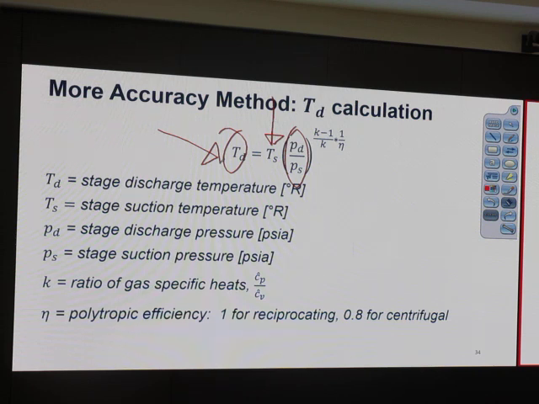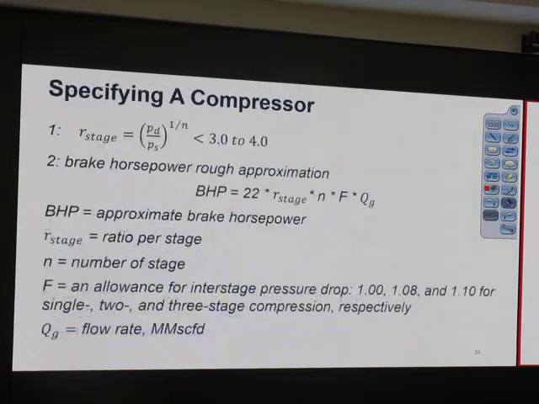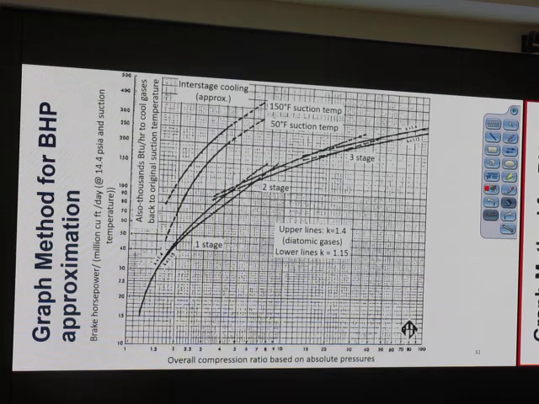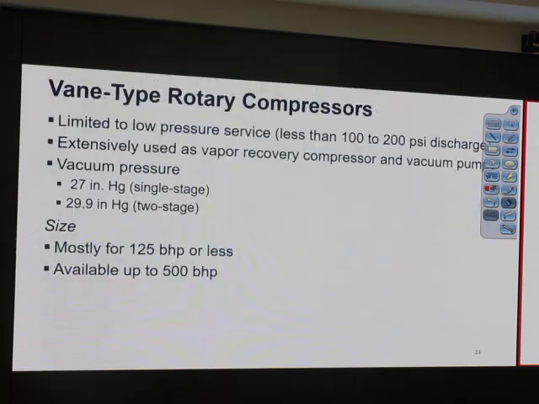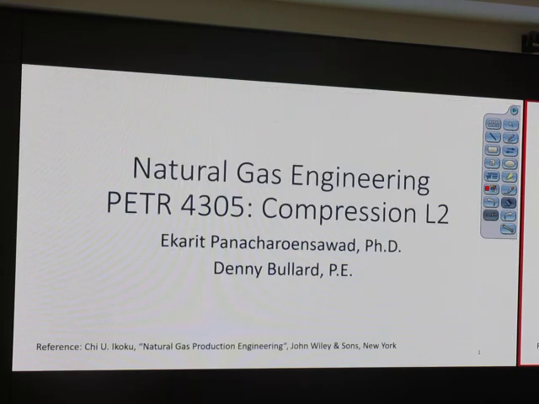Number two, you should be able to tell what is the horsepower of that compressor that we should use. There are two equations for the horsepower. One is a short one: 22 multiplied by number of stages, multiplied by N, multiplied by F, multiplied by QG. Another one is a long version, isentropic horsepower. If you do both, they should come out close together.